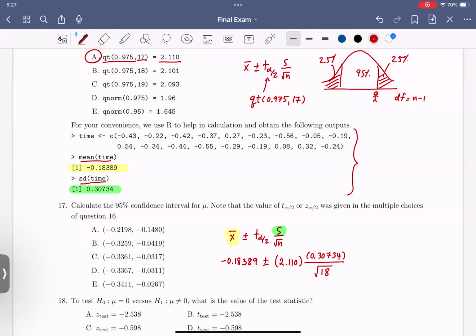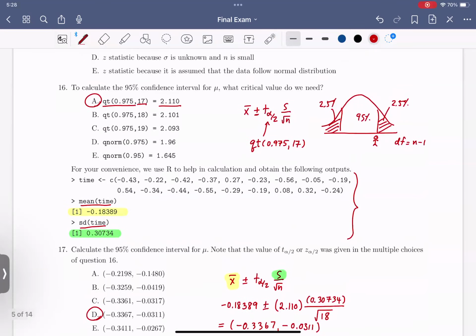All right, this is why I said that you need a calculator. If you don't bring the calculator to the exam, it's impossible to compute this number by hand. So the answer is going to be minus 0.3367 and then minus 0.0311. Yeah, choice D is the answer for this question. Let me make sure that I hit the calculator correctly one more time. All right, good.